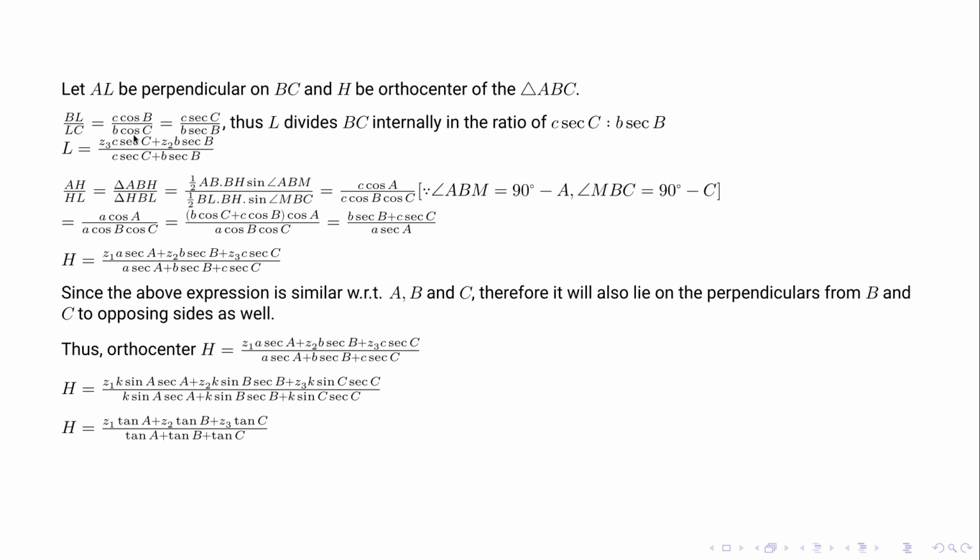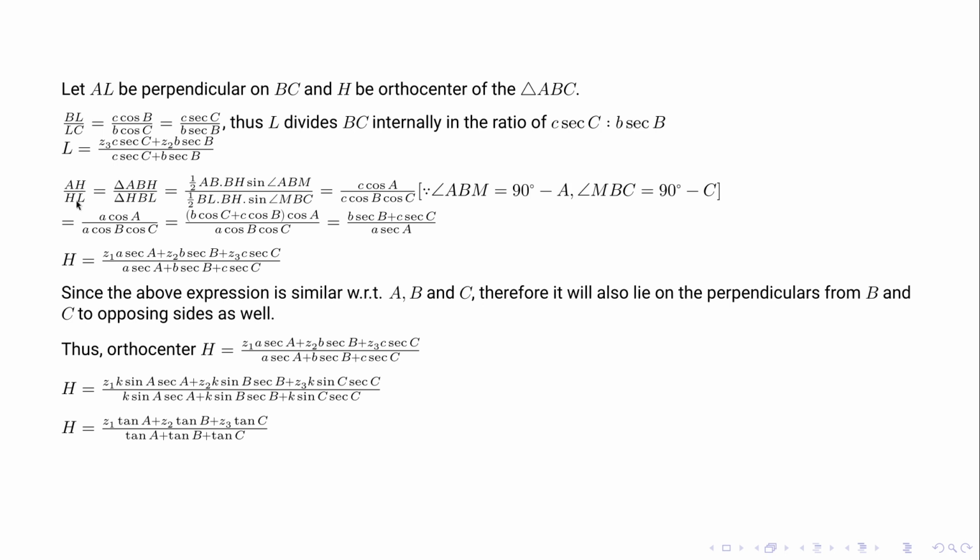Alternatively, we can take cos C to numerator as sec C and cos B to denominator as sec B. So the point L will divide BC internally in the ratio of C sec C and B sec B. So from the section formula of complex numbers, we have the coordinate of L as Z3 C sec C plus Z2 B sec B by C sec C plus B sec B.